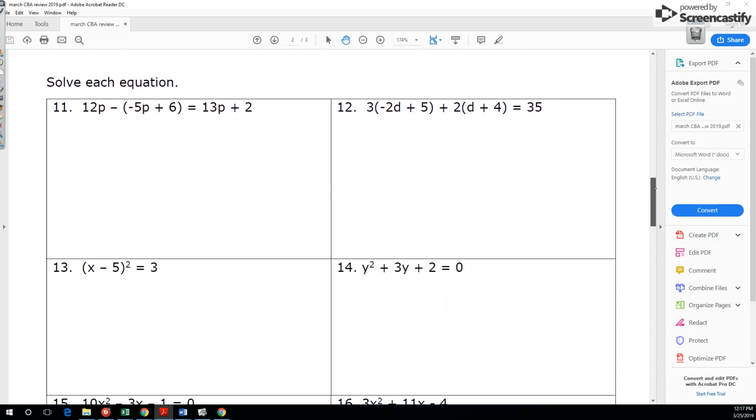All right, solving equations. My goal here is to get the variables combined because they're all p's, and then isolated. I want to get the variable all by itself. So first I'm going to take care of my parentheses. I have 12p minus negative 5p plus 6. So I have to distribute this negative and subtract both terms in my parentheses. So I have 12p minus 5p, which is really plus 5p, and then minus positive 6. Combining my like terms gives me 17p.